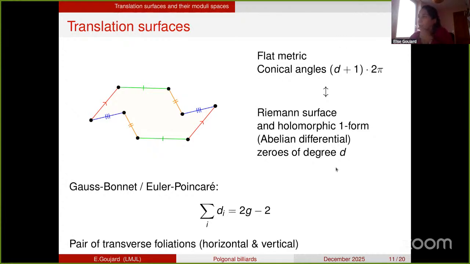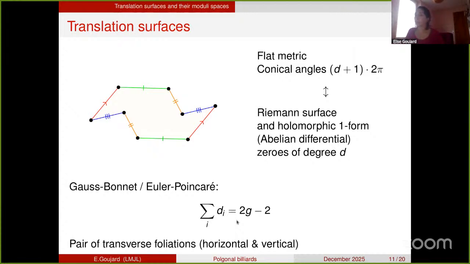Another way to think of this, if you wish, is just to take a Riemann surface with a holomorphic one form on it. It's totally equivalent to this definition. It may be useful in some cases to think of this object as Riemann surfaces with holomorphic one form. Okay, so you can get the genus of the surface by the Gauss-Bonnet formula. So here, if you do the exercise, you can see that there is one singularity of angle 6 pi. Therefore, the surface is genus 2.